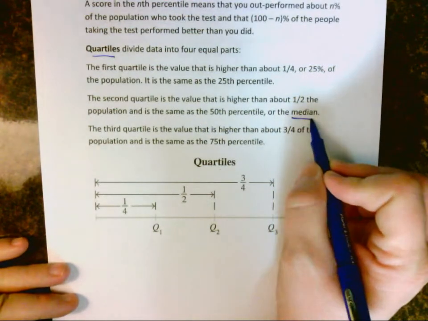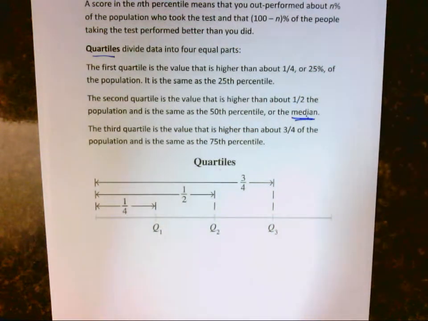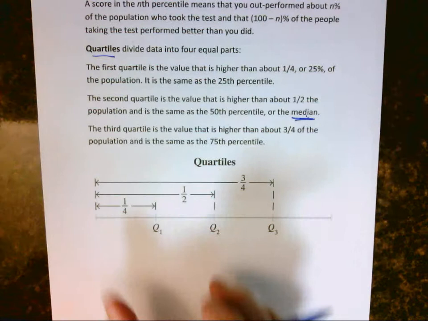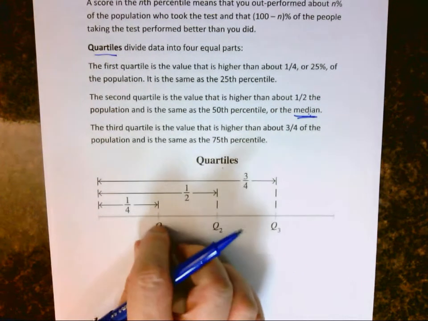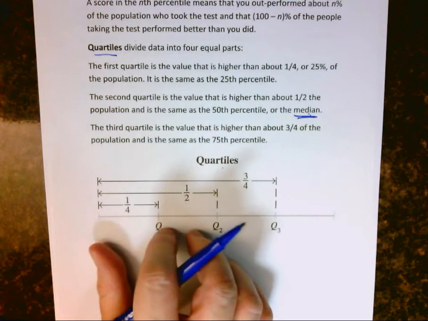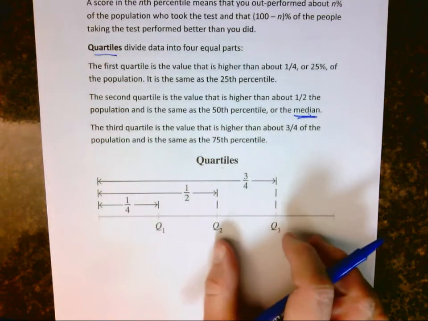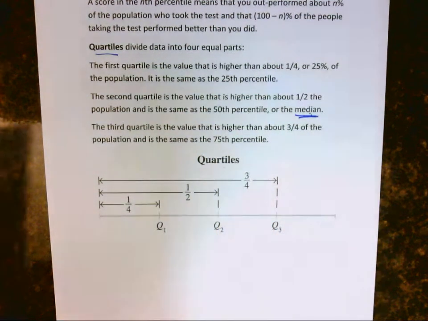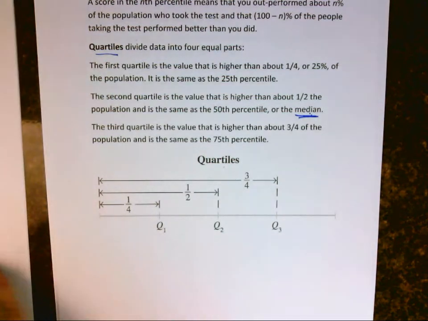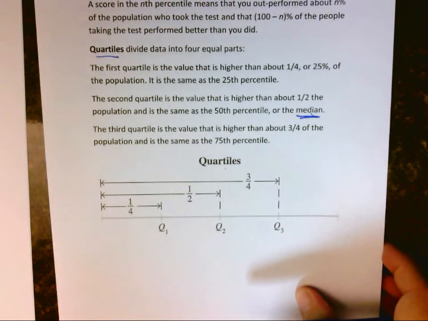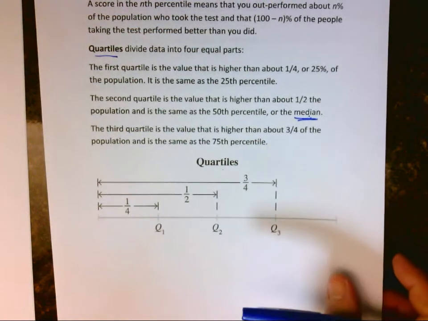So that's the way you're going to start these, is to find the median first. That gives you the middle, the half. And then once you've found the half, the second quartile, you'll find the median of the bottom half to get the first quartile, and the median of the top half to get the upper quartile, the third quartile. The third quartile is the value that is higher than about 3/4 of the population and is the same as the 75th. Okay, let's look at these. I'm going to work a couple of examples with percentiles.